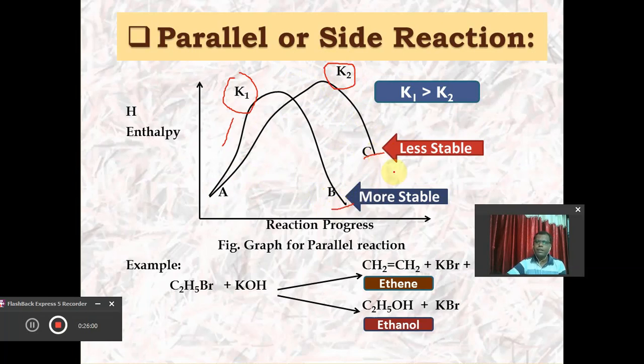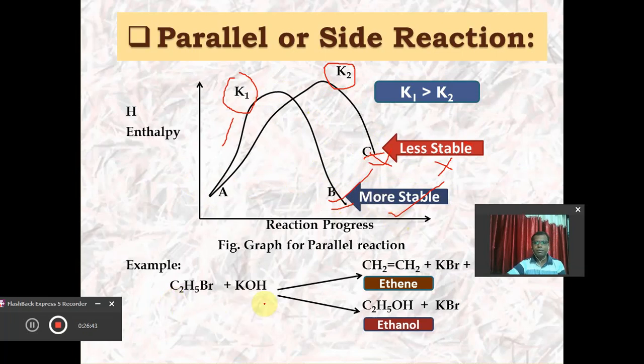It means that energetically C has more energy than B, and you know very well, whenever energy and stability are compared, because of the higher energy of C, it is less stable, and because of the smaller energy of B, it is more stable. So both products have different energy and different stability, and are formed by different pathways or mechanisms. C is less stable, that's why it is the minor product, and B is more stable, that's why it is the major product.